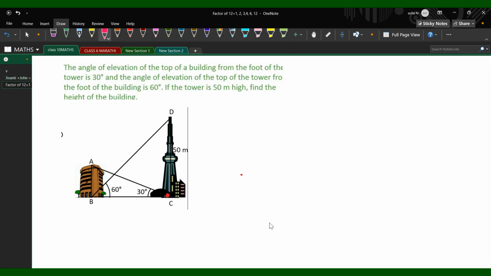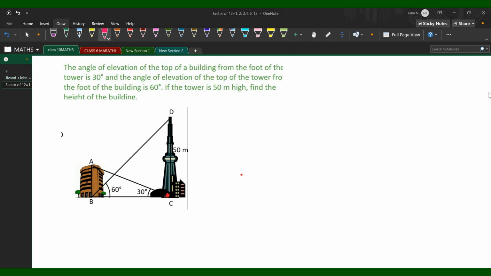So we can see that there are two triangles, and in that we have two angles. One is 30 degrees and one is 60 degree theta. They have given height of the tower is 50. That is CD is 50, and angle C which is 30 degree, angle DBC which is 60 degree. Now what we will do? We have to find out AB.